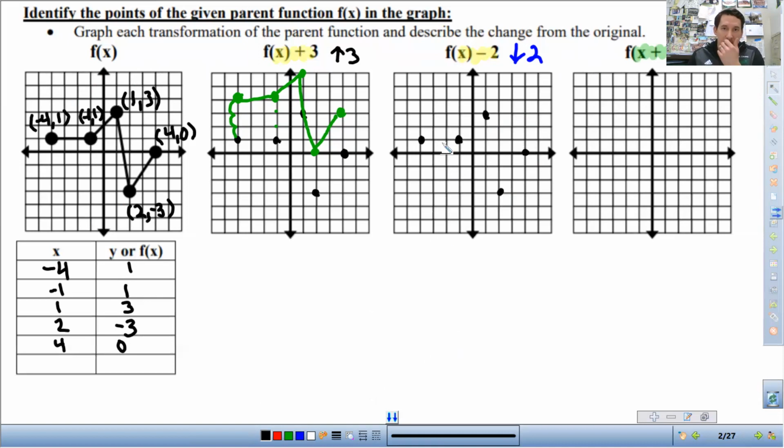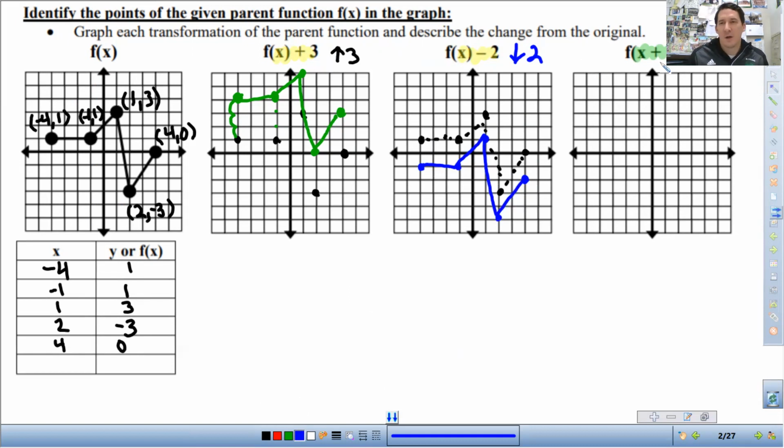And then from each of those points, I should connect it. I'm going to connect the dotted line for the parent function. Each of these I'm going to move down 2. So down 1, 2, 1, 2, 1, 2, 1, 2, 1, 2. And so there is my new function shifted down 2.